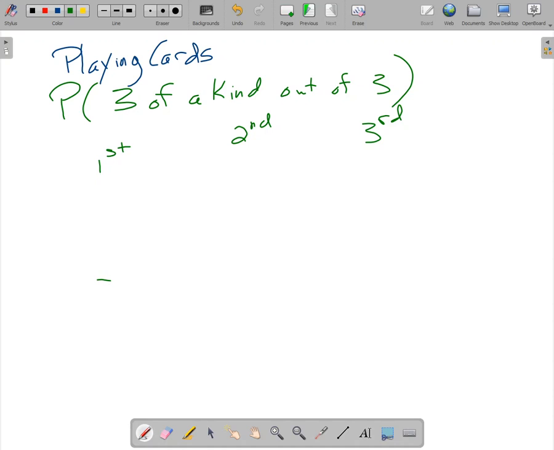So in the first draw, any card will do. There are 52 cards to choose from out of 52 cards in the deck. So the probability for card number 1 is 100%. I got a card. Okay. Now, the second card, I'm hoping for 3 of a kind, right? It's either a match or it's not a match, right? Either I got the card I wanted or I didn't.